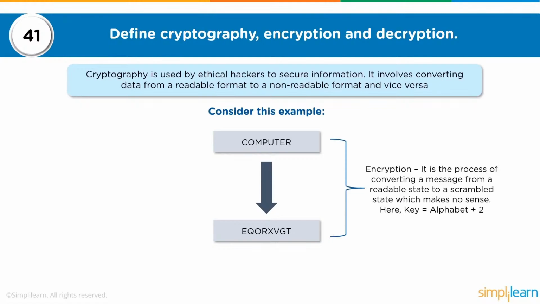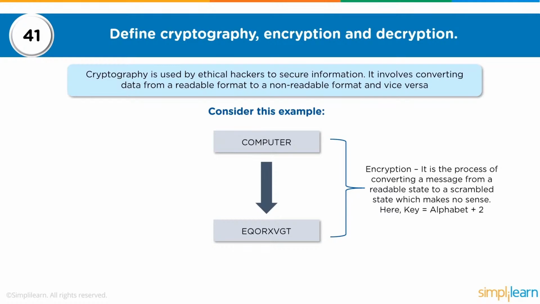Now, in this scenario, we have taken an algorithm where we have made a shift of the alphabet, where we have added 2 alphabets to the current one. So C plus 2 becomes E, O plus 2 becomes Q, M plus 2 becomes O. So we have done a shift of 2, and thus the key over here for this algorithm is the alphabet plus 2. So any person who figures that out will be able to unscramble this and convert this back into readable text.